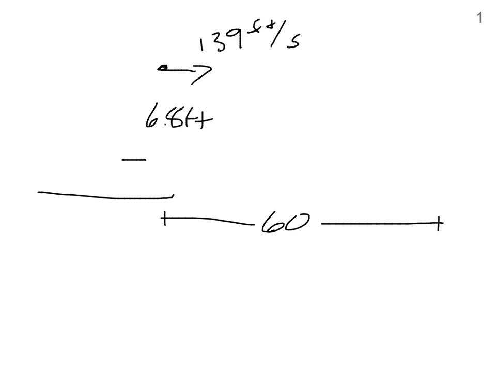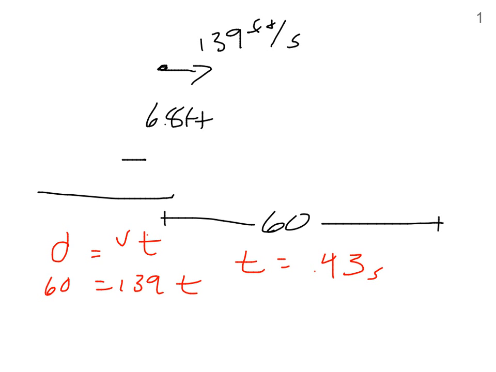Alright, so the first question is just a horizontal question, so I know that D equals VT. So I have 60 equals 139T. Divide those two numbers. I get 60 divided by 139, and I get that T is 0.4 seconds. Well, we'll make that 0.43 seconds.